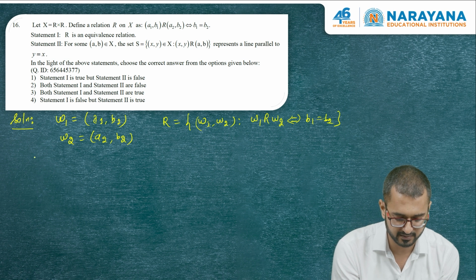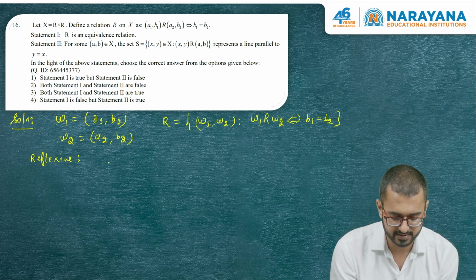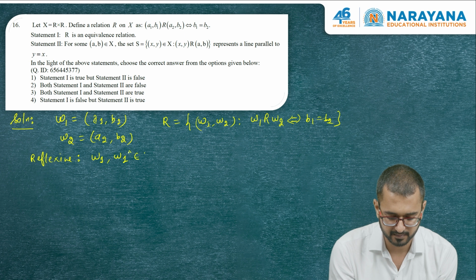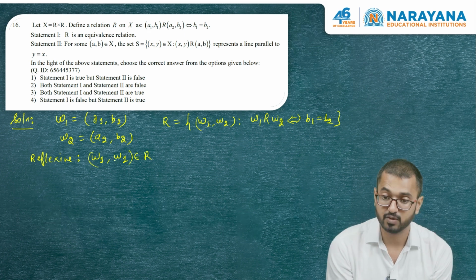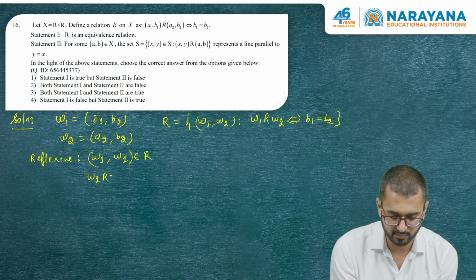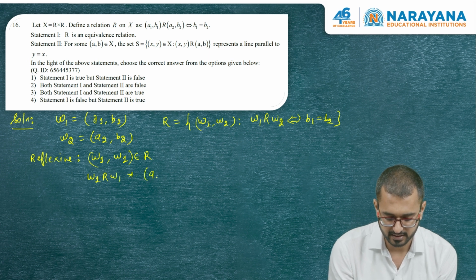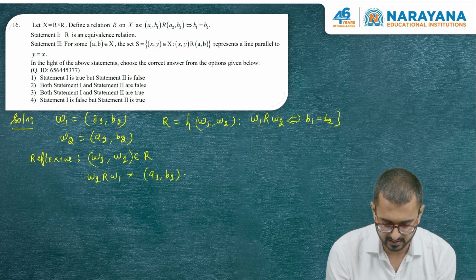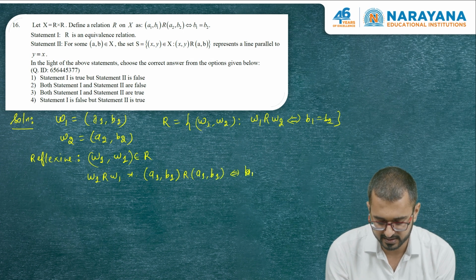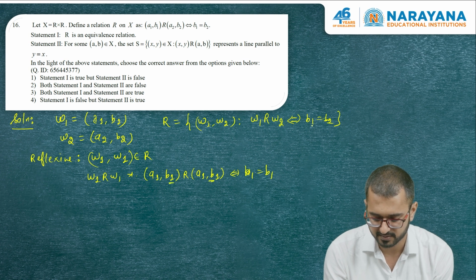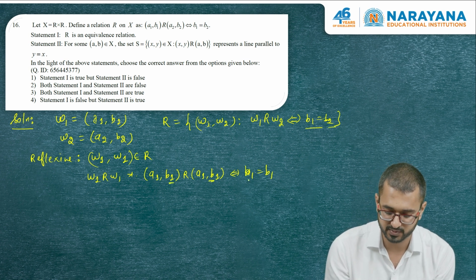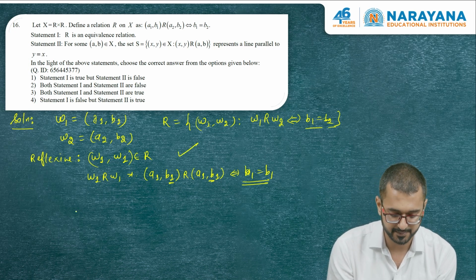So yes, let's begin first with reflexivity. For reflexive, what should happen? W1 comma W1 must belong to R. That means W1 must be related to W1. So if I write W1 related to W1, then I am getting A1 comma B1 is related to A1 comma B1 itself if and only if B1 is equal to B1. As per this logic, B1 equal to B2, but here B1, B2 are equal. So yes, B1 is equal to B1. This happens for everything, so it is reflexive, verified.